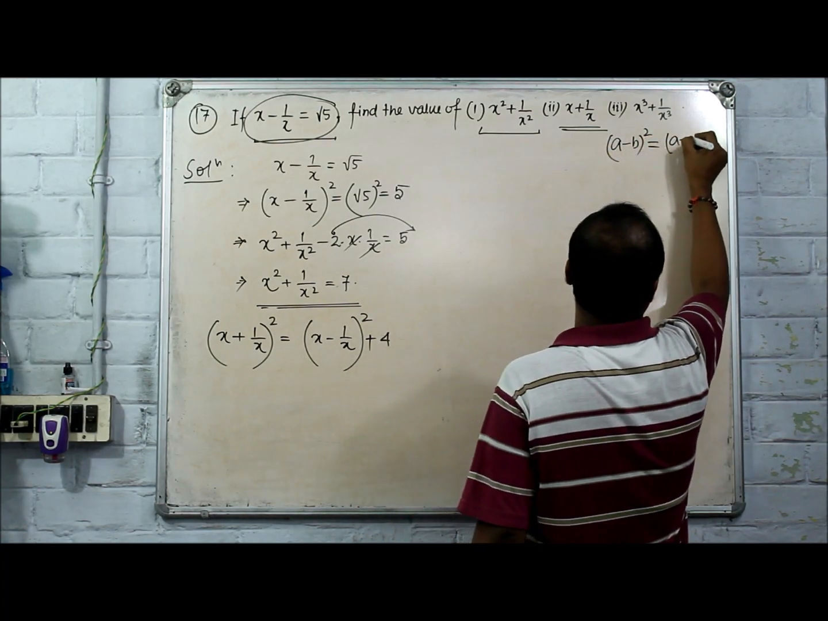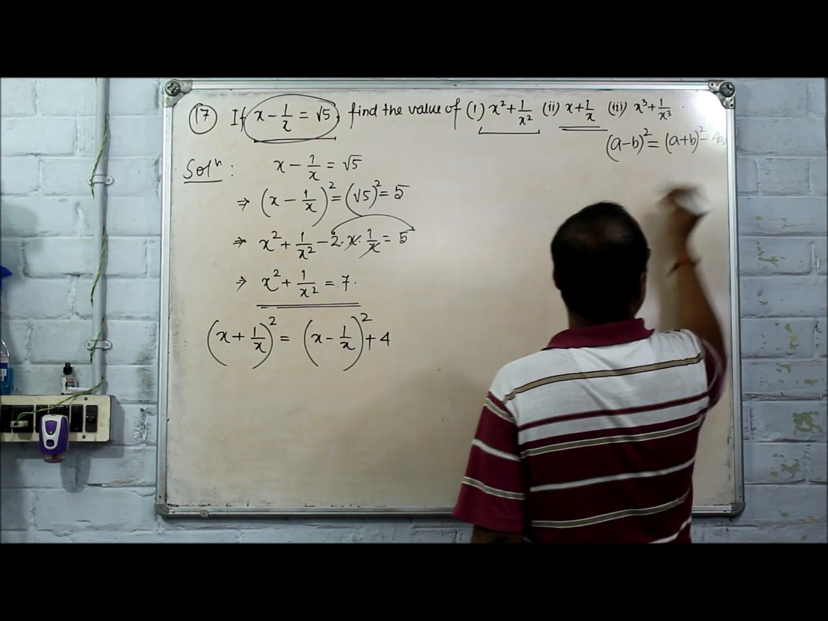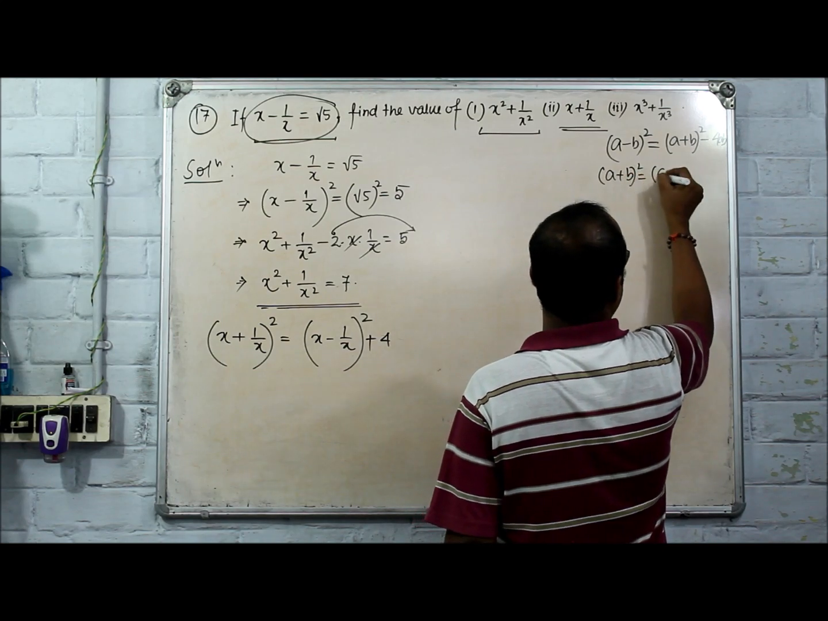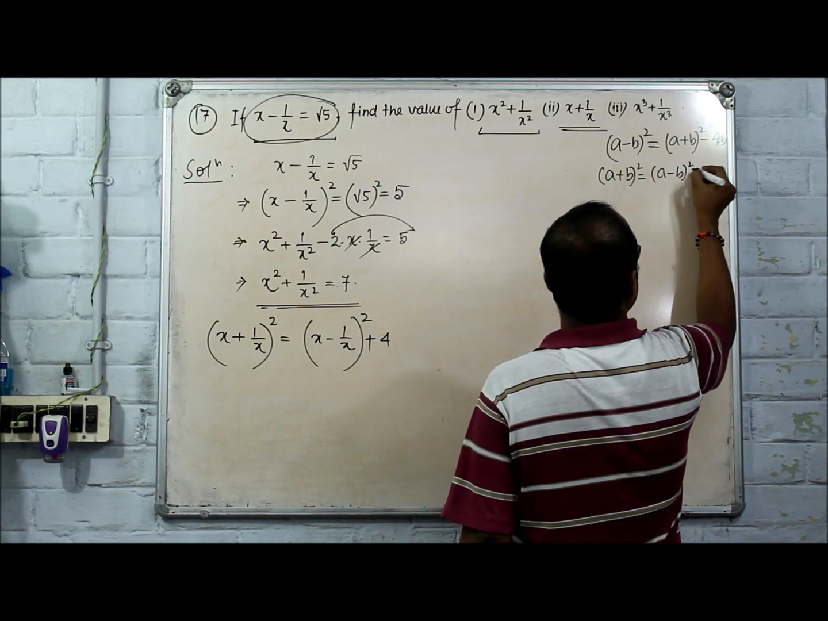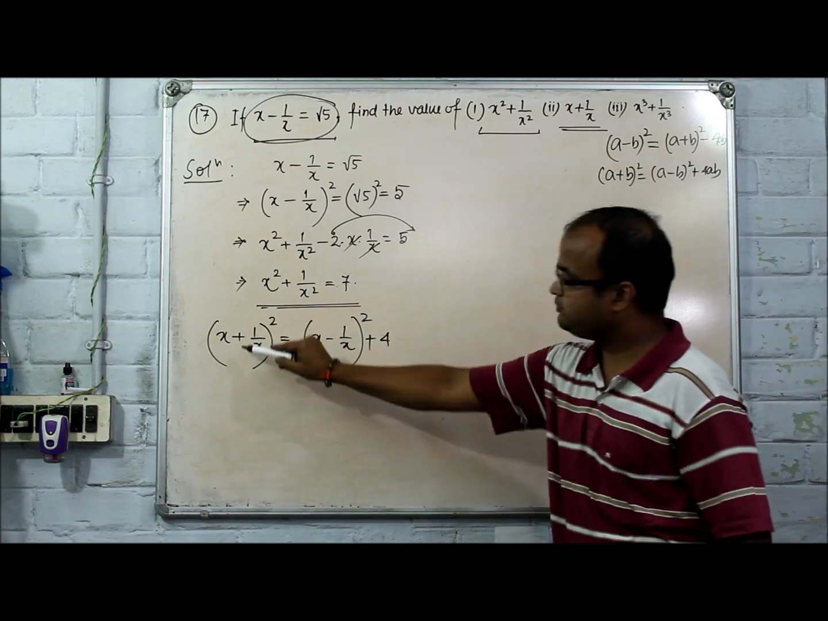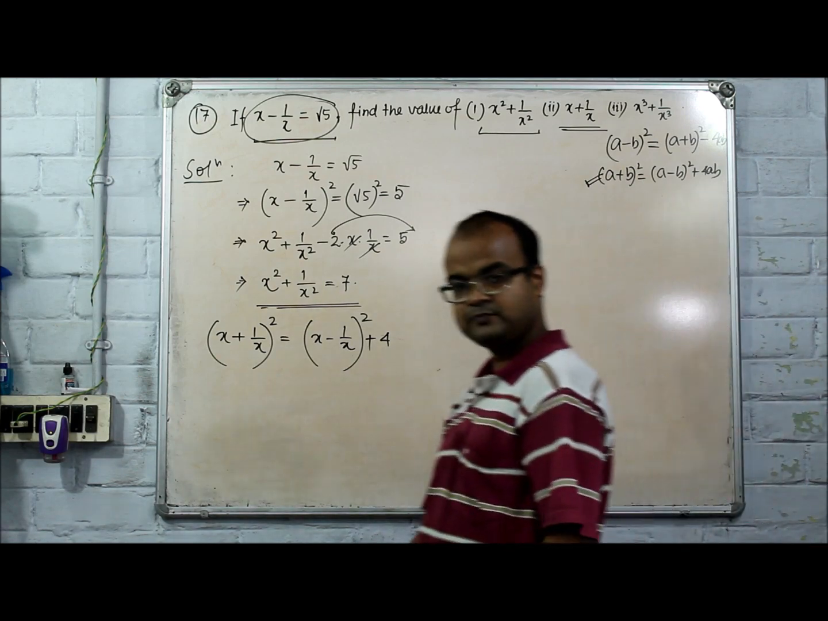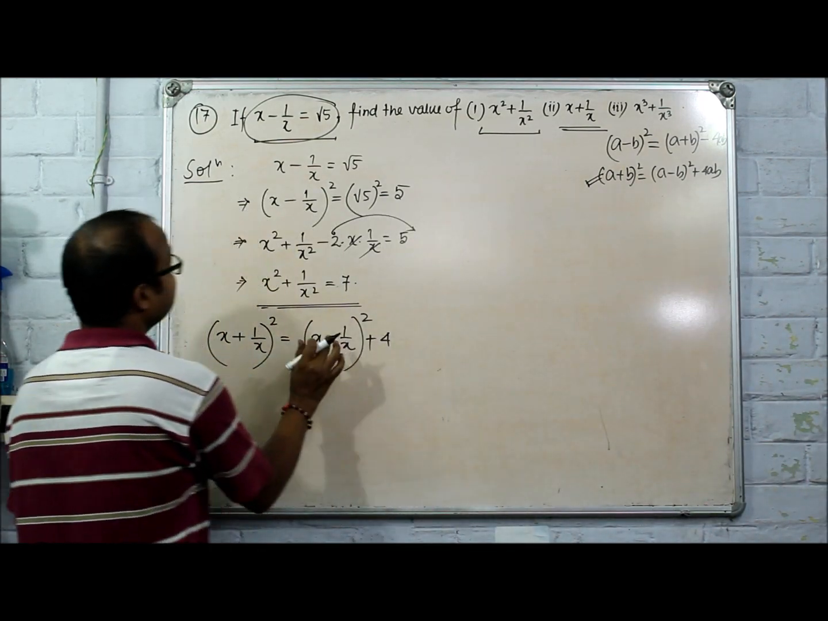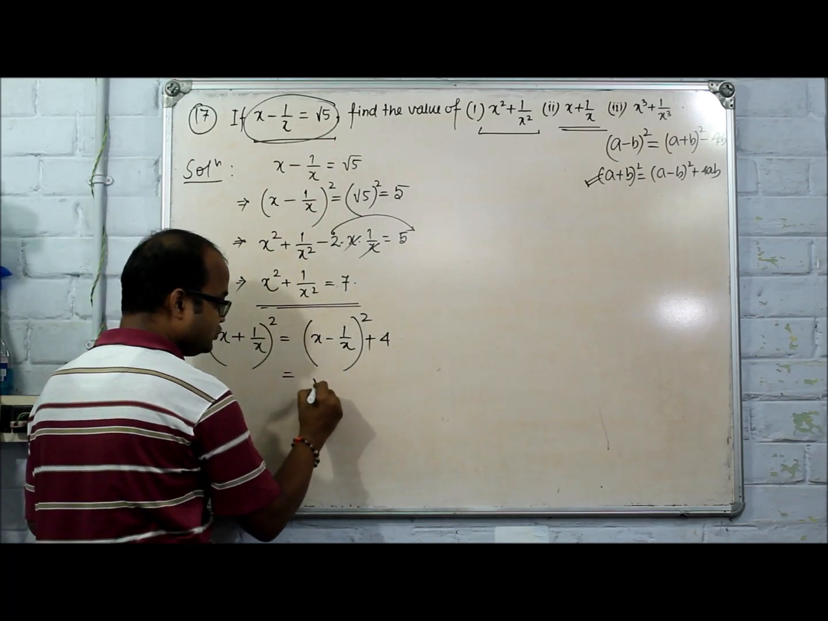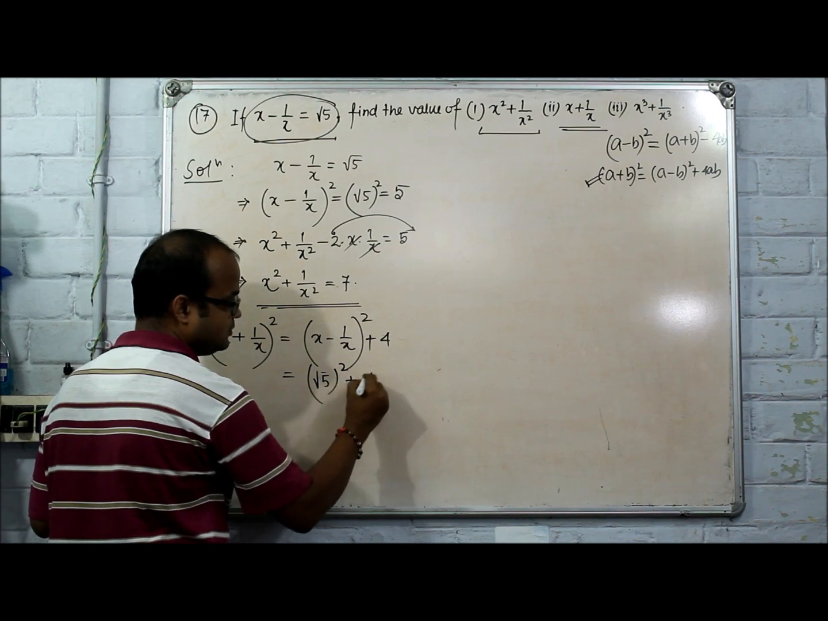Again we are using the formula, I am writing here a minus b square is equal to... there are two formulas, a plus b square minus 4ab, and another formula is a plus b square is equal to a minus b square plus 4ab. So we have to find out x plus 1 by x square, so I am using this formula. Clear? Now x minus 1 by x is equal to root 5. So root 5 square plus 4.